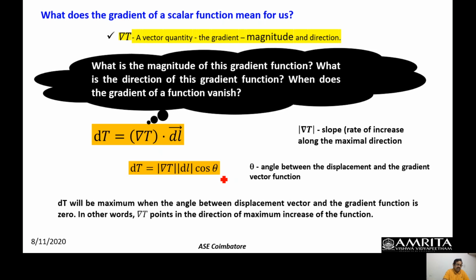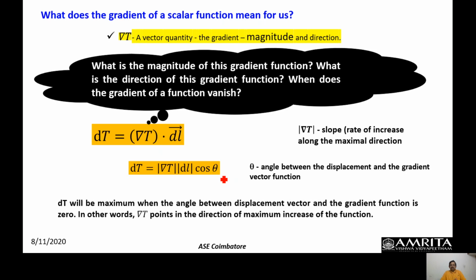So gradient, first of all, you must remember three things. One is that it is a vector quantity, and the direction of the steepest ascent is the direction of the gradient. As far as the magnitude is concerned, it gives the slope along the direction of the maximum increase of the function. So these three things: gradient being a vector quantity, its magnitude and its direction.